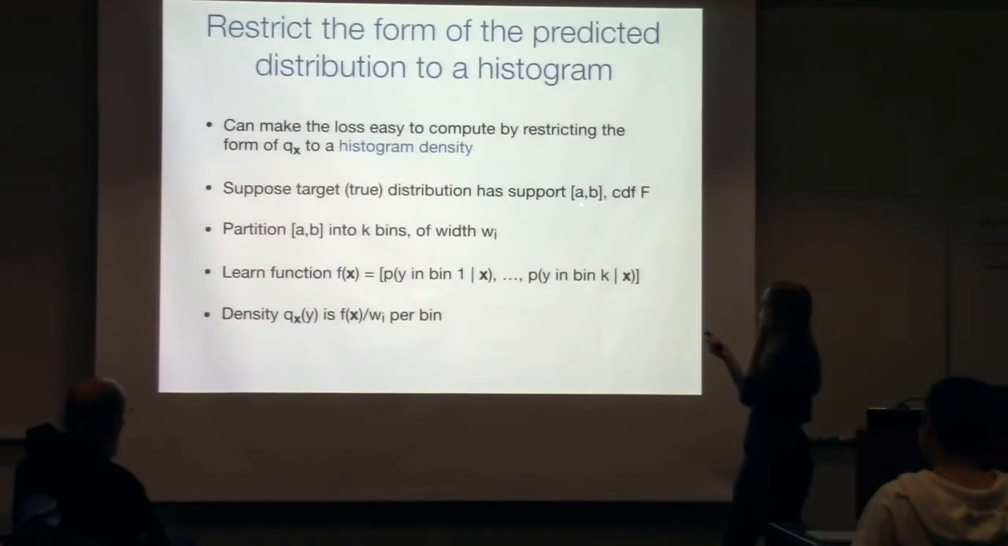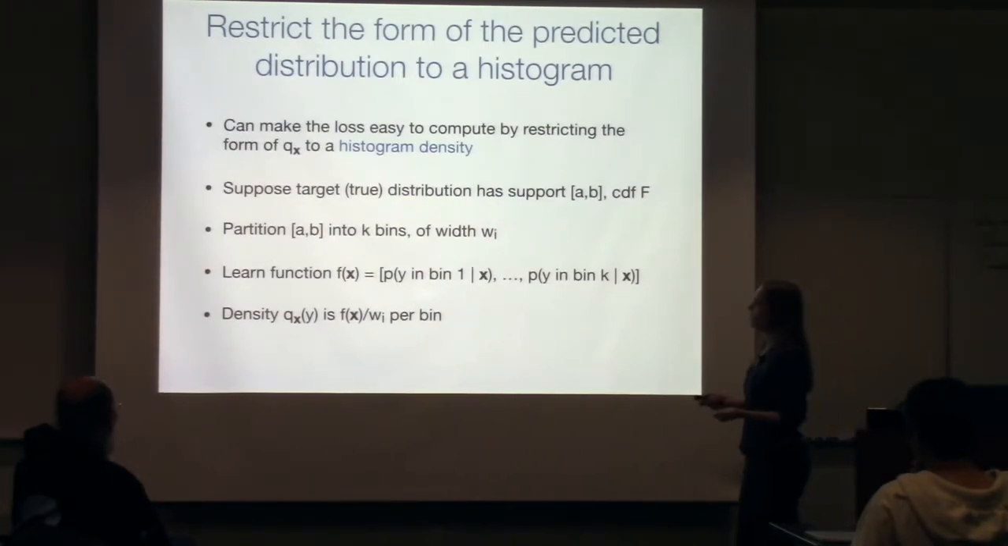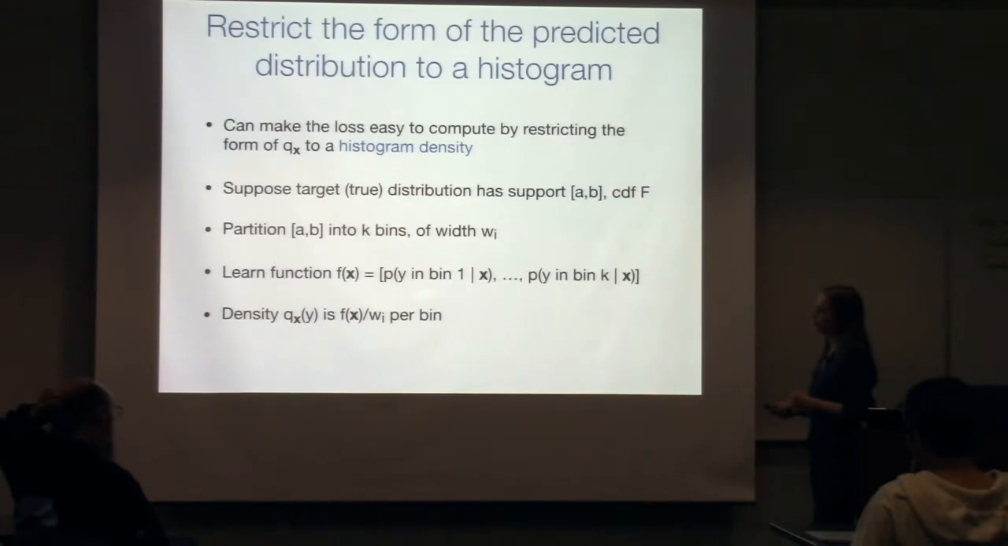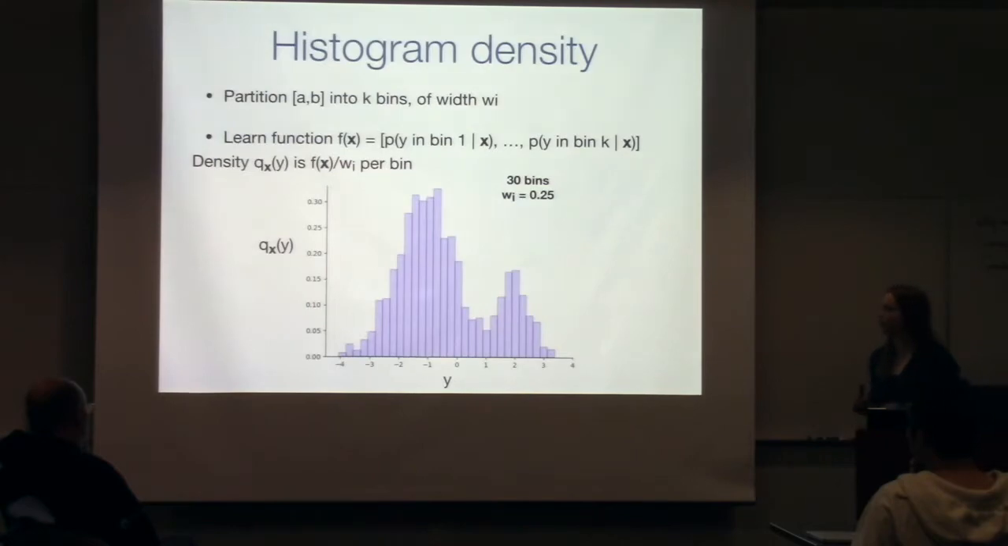So we imagine we have some support from a to b, that is where our true values y are going to be in. And now we're going to learn some function f of x so that the first entry tells you what's the probability y is in bin 1, all the way up to what's the probability y is in bin k, and you have k bins, like we have in a histogram. Okay, and the density now is just defined by the probability you're in that bin divided by the width of that bin. And now if we integrate over that entire density, you're going to have a valid density function.